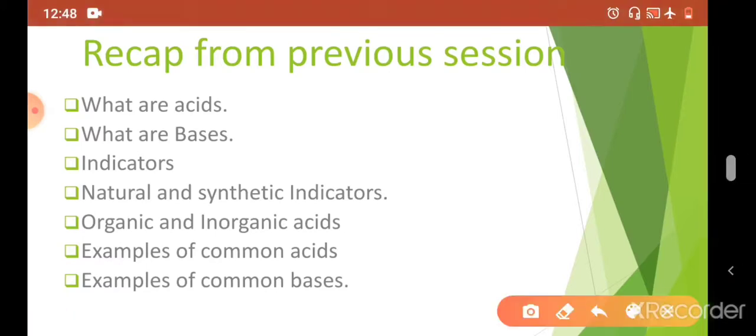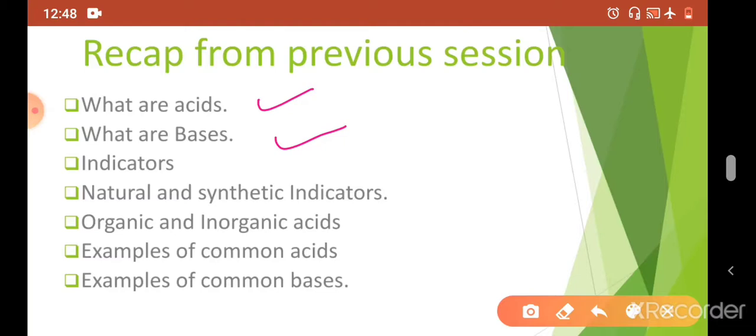So what we have done is the basic properties of acids and bases we discussed, like acids are sour in taste and bases are bitter in taste, and how they turn the litmus paper blue to red and red to blue. So you must remember what color of litmus paper is changed by acids and bases.